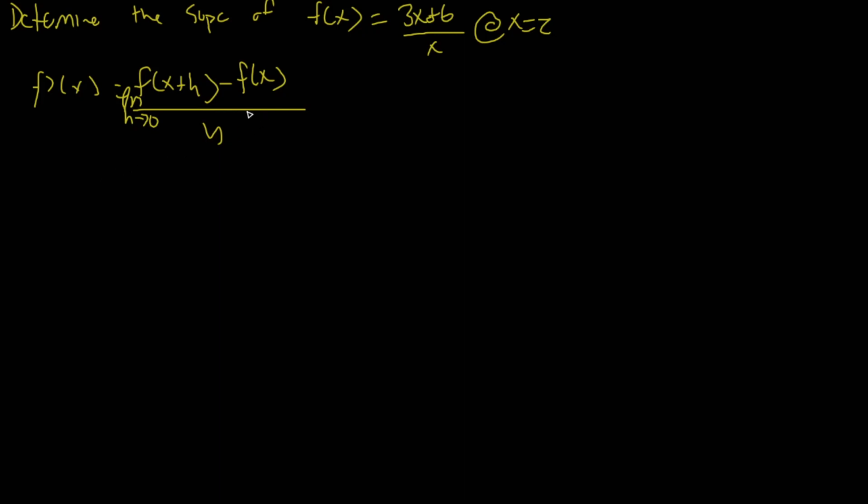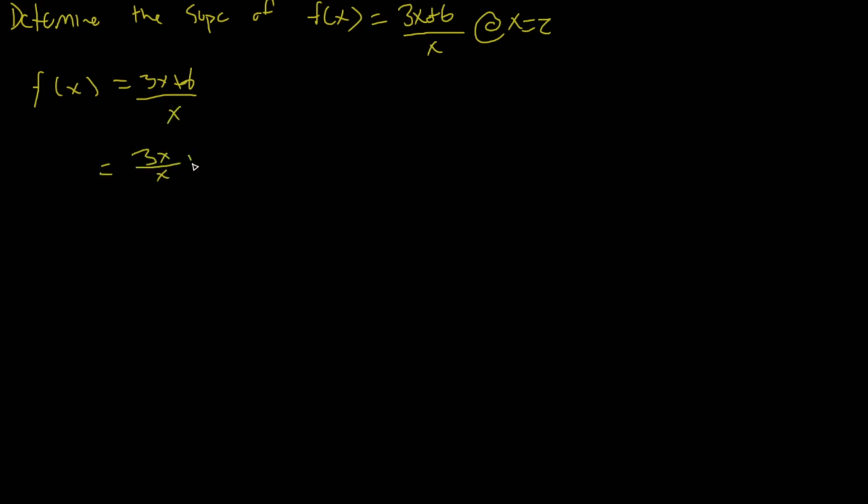So instead, I'm going to do a couple things here. First of all, instead of my function being f at x is equal to 3x plus 6 over x, I'm going to instead write it as 3x over x plus 6 over x, right? These are the same thing. We notice our x's cancel out, so this would just be 3 plus 6 over x.